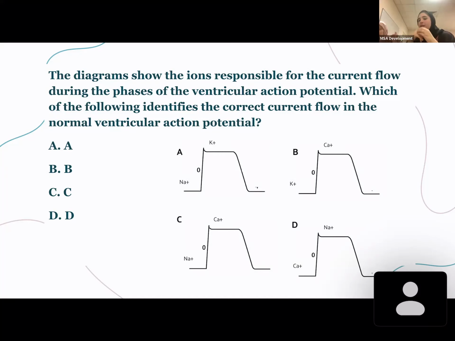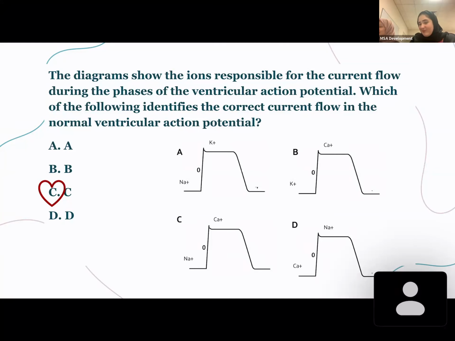So basically, when they say ventricular action potential, they mean the cardiac muscle, not the SA node or AV node. So most of you guys are saying B. Oh, it'll show up here. Yeah. But the answer is C.